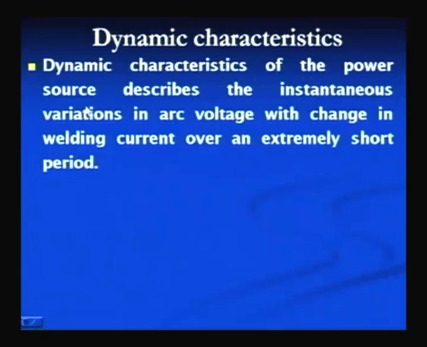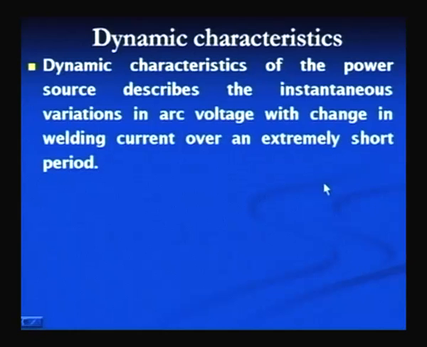Dynamic characteristic of the power source describes the instantaneous variation in the arc voltage with the change in welding current over an extremely short period. We can see that the dynamic characteristic of the power source can be plotted, and it will indicate how rapidly the current or voltage is changed by the power source with a small change in the arc length, and how much time it takes to respond during the welding under the changing conditions.